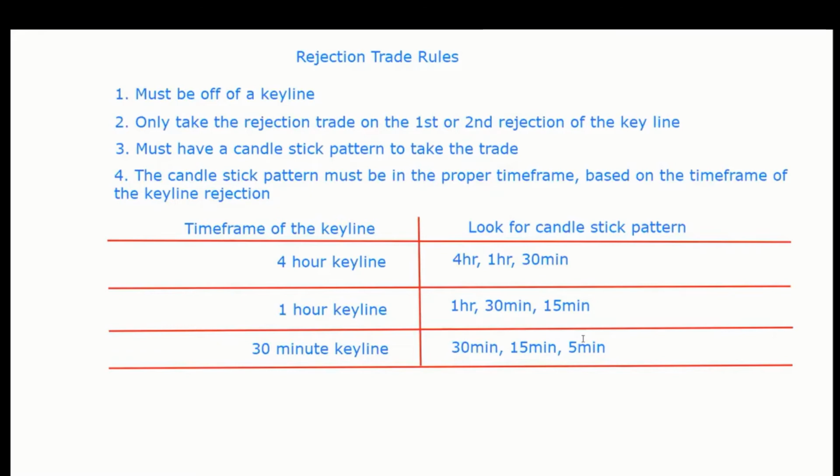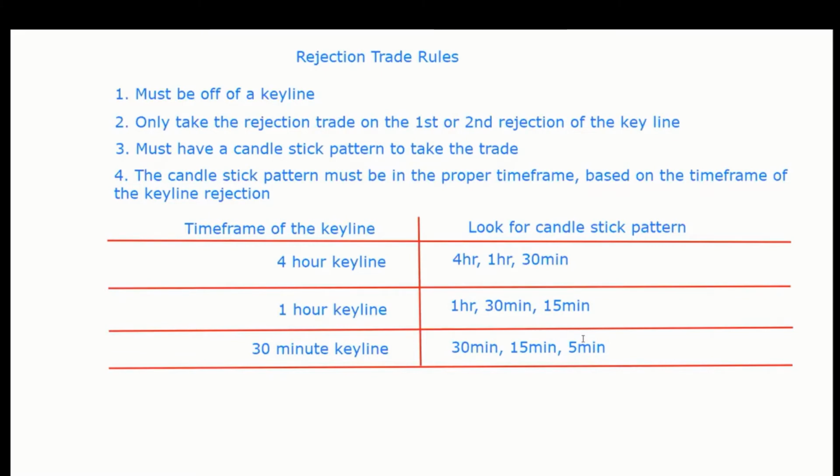Okay? And on a 30-minute key line, because we do at times draw in 30-minute key lines, especially on NASDAQ or some of the other indices, you will draw in 30-minute key lines. Then you want to be looking at your 30-minute for a candlestick pattern, your 15-minute, and as low as the 5-minute. Now, when you are just starting out trading this and just learning this, I recommend that you solely stay with 4-hour key lines, first and second rejection trades, with 4-hour, 1-hour, 30-minute candlestick patterns off of that key line.